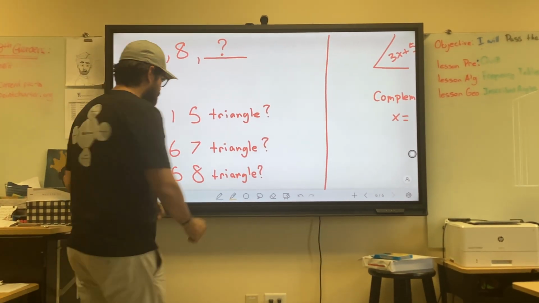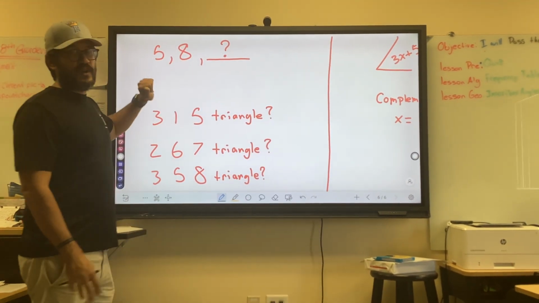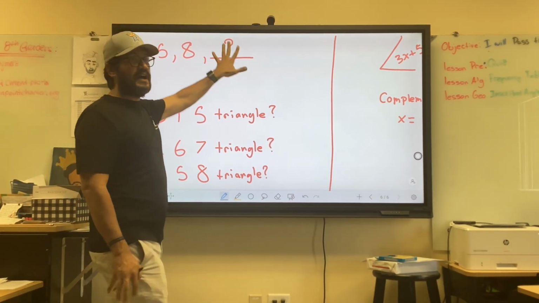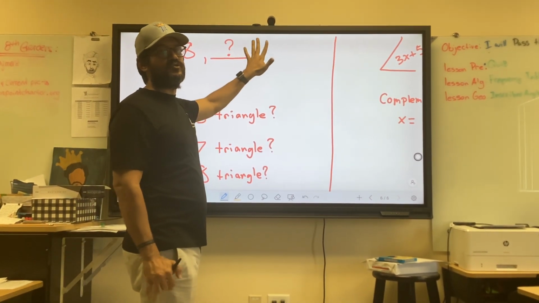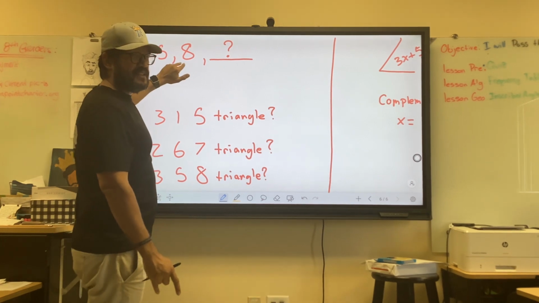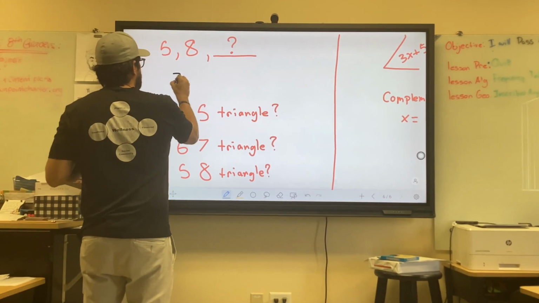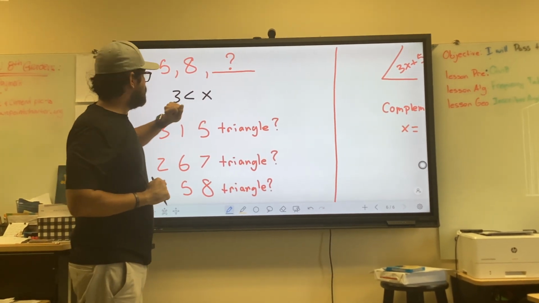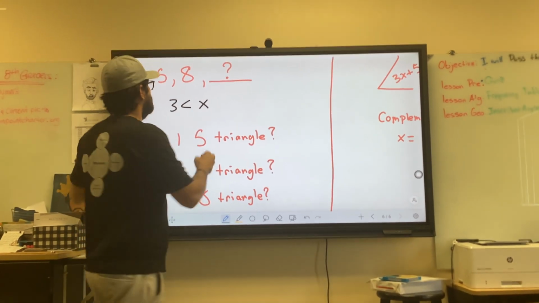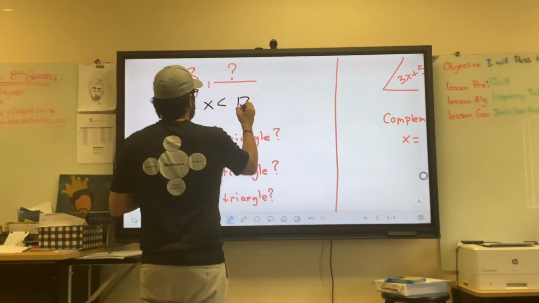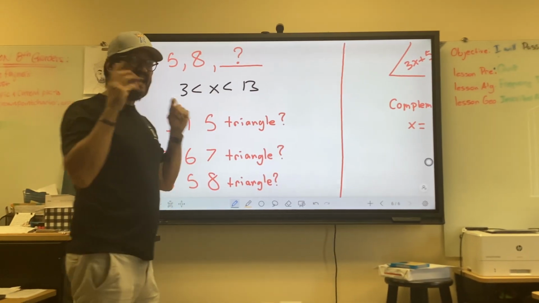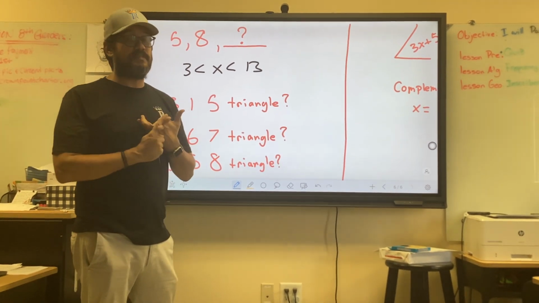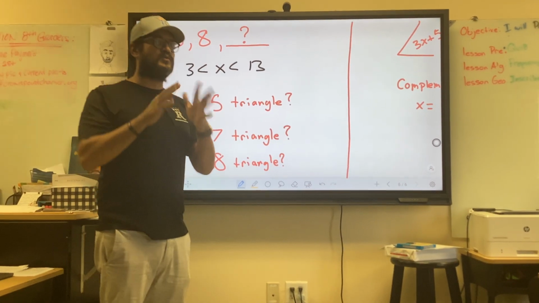So, the first one here, if I have a triangle, and one side is 5, and the other side is 8, what are all possible scenarios for the third side of the triangle? So you would subtract these to get the smallest number. So 3 is the lowest x can be, the mystery number here. Then you add them together, and that gives you 13. So this third side can be any number between 3 and 13. It cannot be 3 and it cannot be 13. It has to be one of the numbers between them.